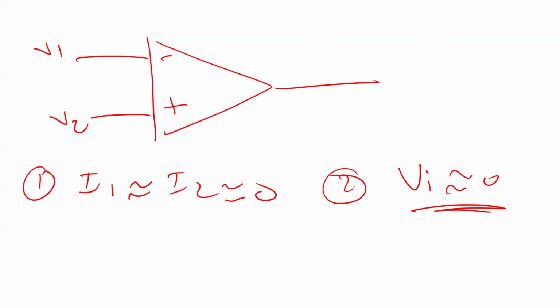So the two main things I have to consider when I analyze a circuit that has an op amp: number one, the current entering here is zero, so I can ignore it. Number two, the voltage here equals the voltage here. I can't ignore the output current, not the input, the output. There is some current here. It may be zero by accident, but normally I can't ignore it. That's a different story.